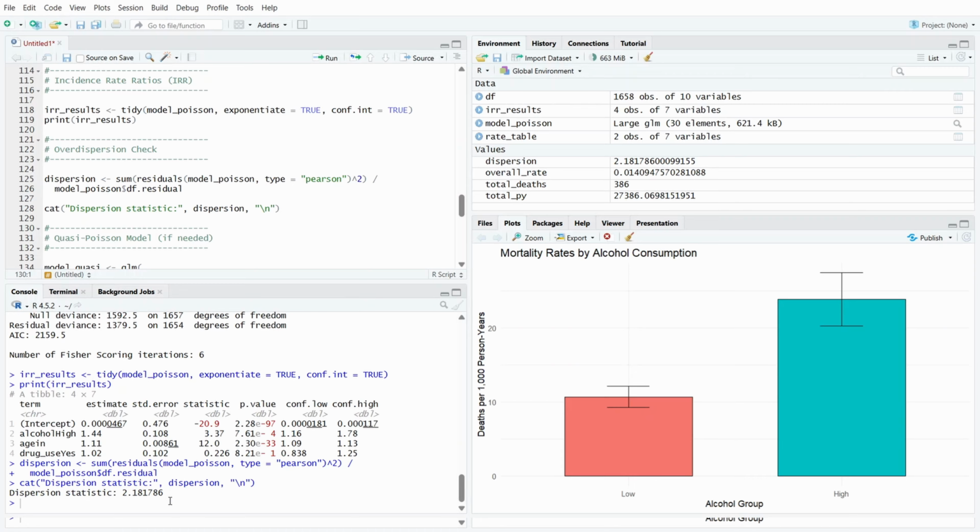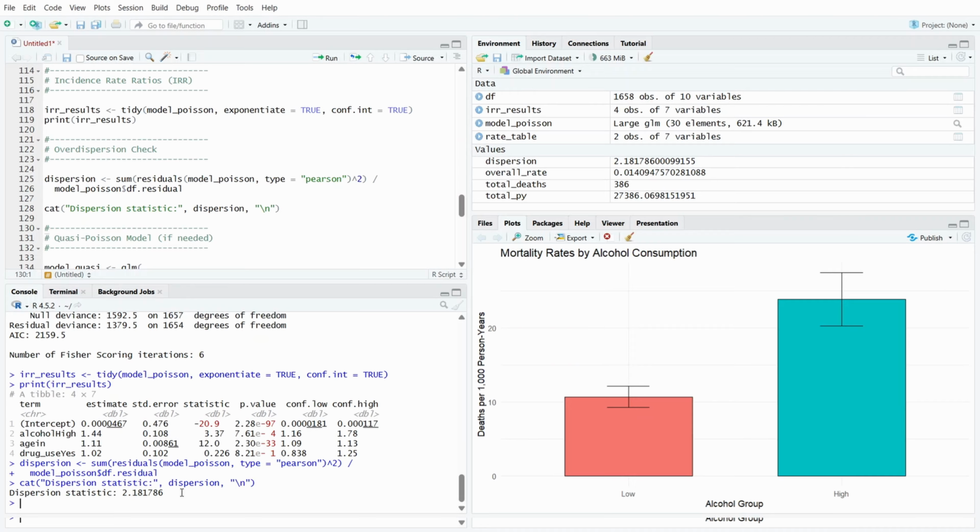Now we're looking at the dispersion statistic, which helps us check whether the Poisson model is appropriate for these data. The calculated dispersion value is about 2.18. In a standard Poisson model, we expect this value to be close to 1 because the model assumes that the mean and variance of the outcome are equal. Here, though, the dispersion is clearly larger than 1, more than double, in fact. This indicates over-dispersion, meaning that the variability in the data is higher than what the Poisson model expects.